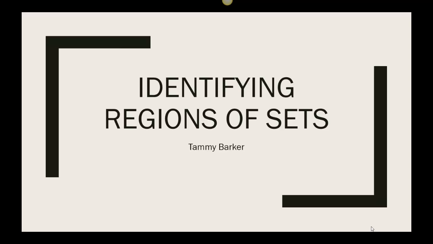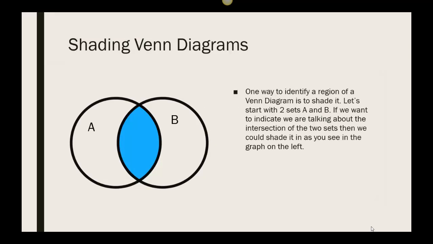In this video, we're going to identify regions of sets. One way to identify a region of a Venn diagram is to shade it. So we're going to start with two sets A and B, and if we wanted to indicate that we're talking about the intersection of the two sets, then we would shade it as you see in the graph on the left. So this part that they have in common, you can see I've shaded.